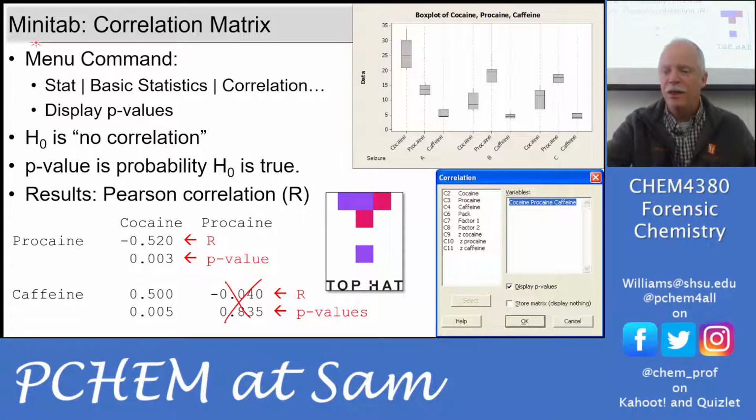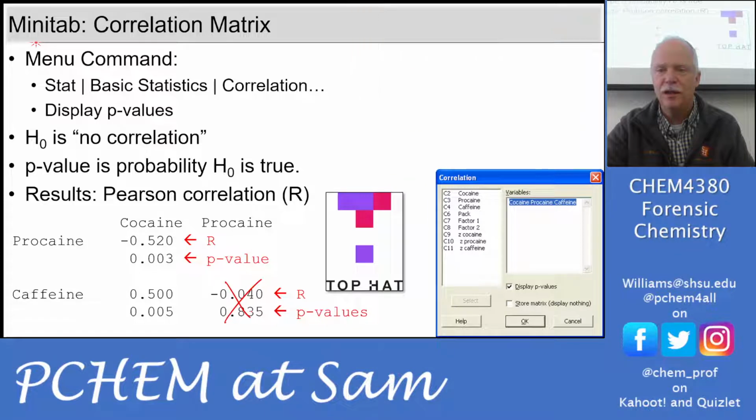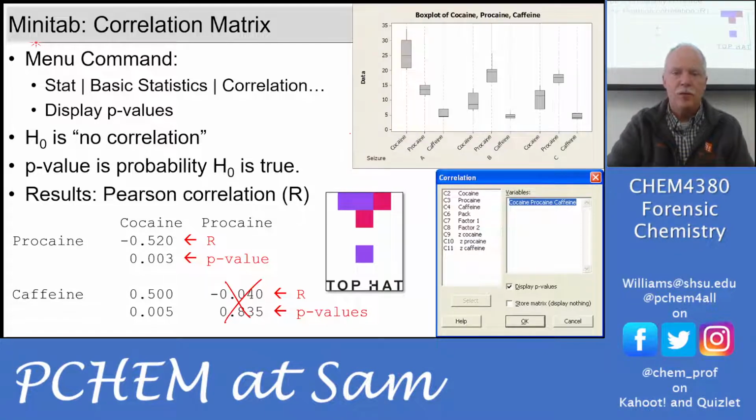We can see this on the box plot now if we look at that. If going from here to here, cocaine went down, right? And when cocaine went down, procaine went up.